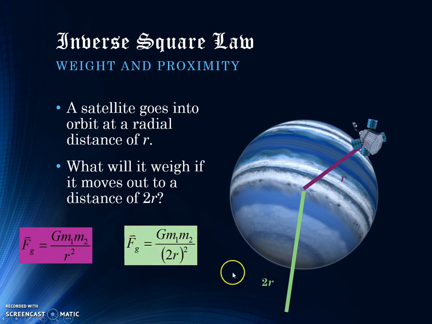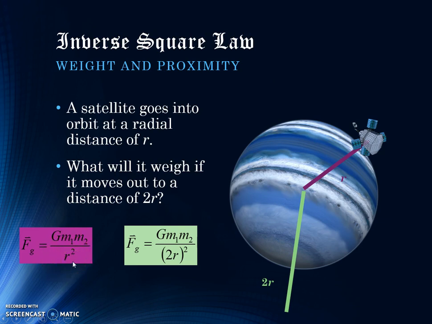If you said that out at this far distance the satellite feels 4 times less force, it weighs 4 times less, or 1/4 as much, you were right. If the satellite moves out to a distance of 2r, it will not weigh half as much, it will weigh 1/4 as much. And that's what we mean when we say inverse square law.